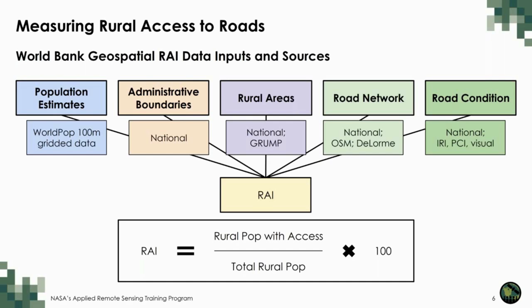The combined road information is used to estimate the rural population within 2 kilometers of an all-season road. These inputs are combined in the GIS software to estimate the rural population with access to all-season roads. This estimate is divided by the total rural population to get the proportion of the rural population with access to all-season roads. The RAI is often multiplied by 100 to present the results as a percent rather than a proportion.